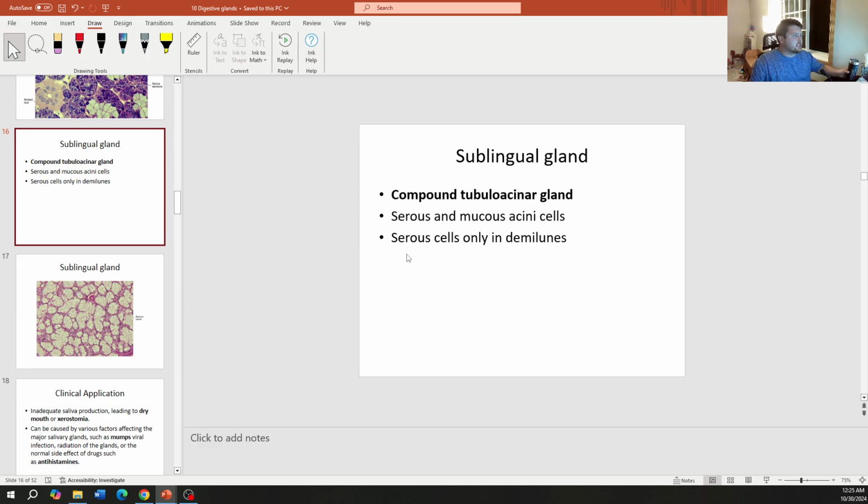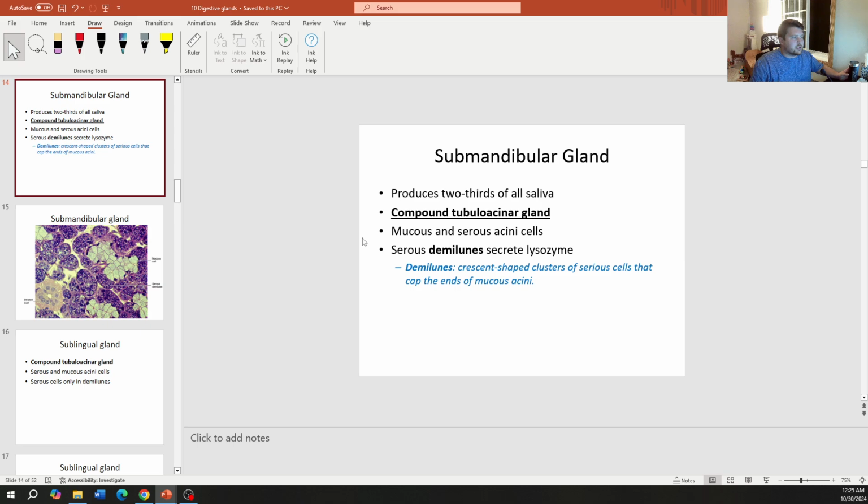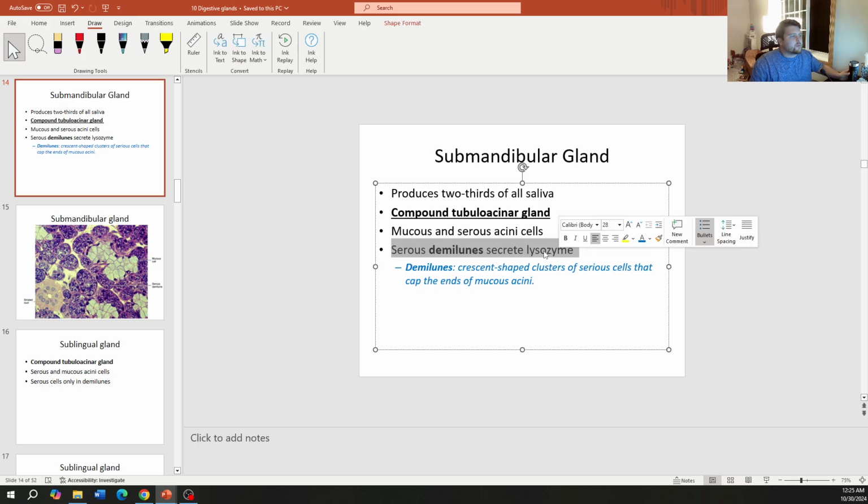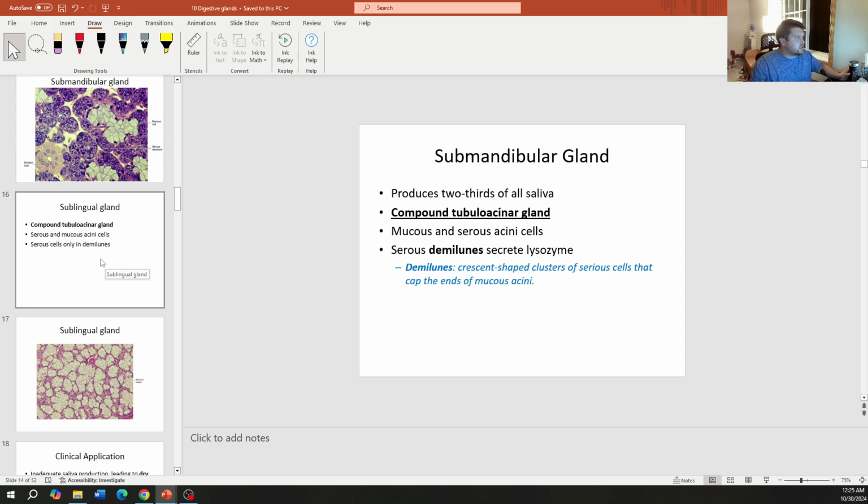Again, it has both serous and mucus acini cells, but in this case, the serous cells have the demilunes instead of the mucus cells like the... I apologize. It's both the same. These also have the demilunes on the serous cells.